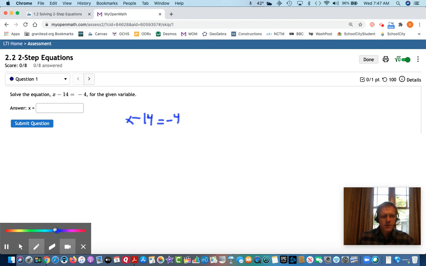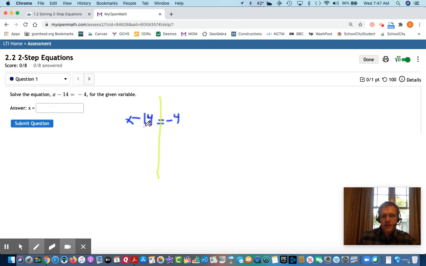So the first thing you need to do is remember you can do anything you want as long as it's to both sides of the equal sign. So anything you want. So what do you want to do? That's the real question of algebra. What is it that you would choose to do? Well, you'd like to do something that gets the x by itself because that's how your answer is going to be. x is equal to stuff.